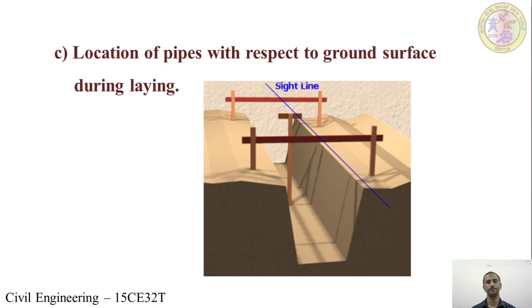Third step is location of pipes with respect to ground surface during laying. If we are about to lay the pipes on the ground surface, the ground is properly rammed, concrete blocks are provided for support at 5 to 15 meter interval, usually around 8 meters of interval.